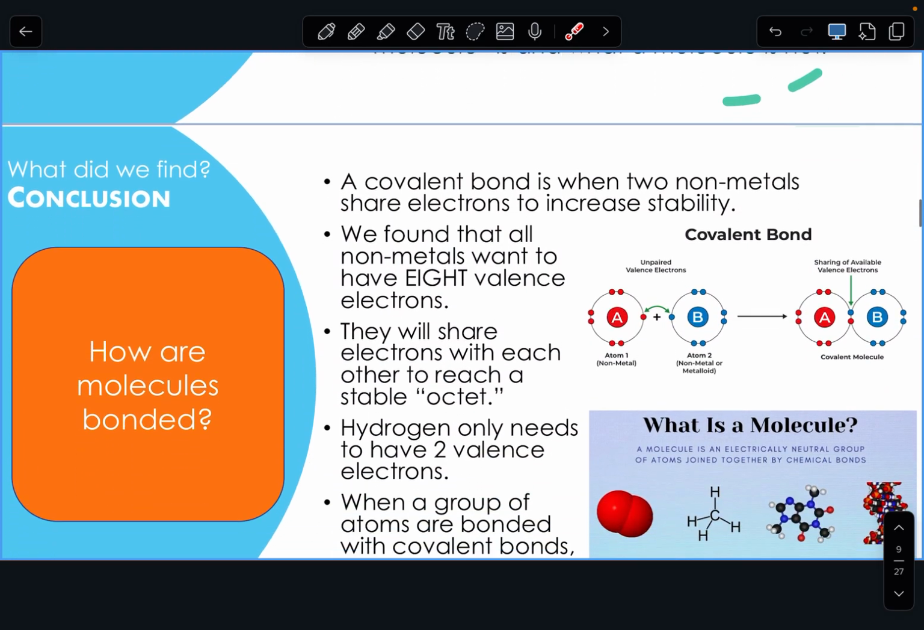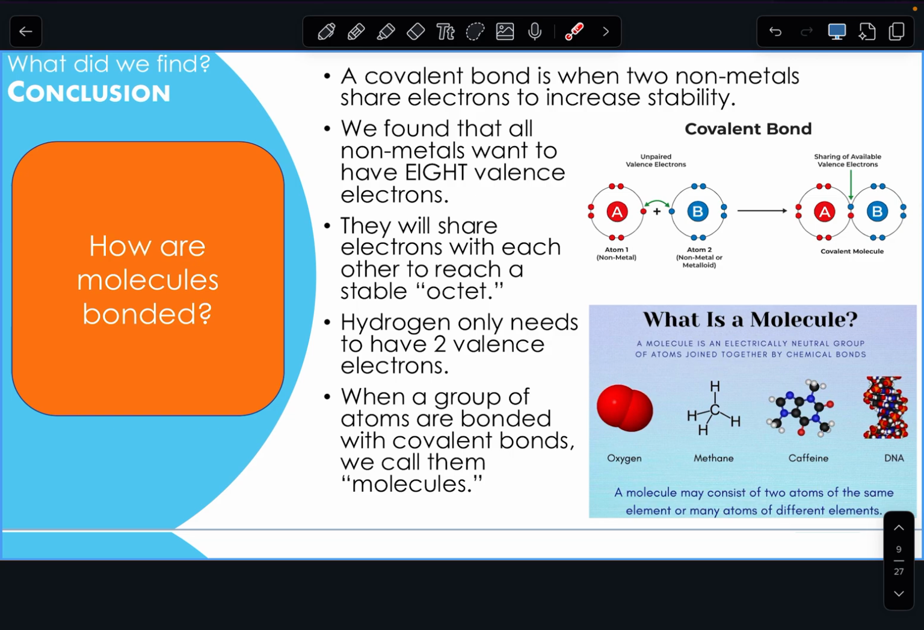All right? We learned about what a molecule was then and what a molecule wasn't. So a molecule is, first of all, a covalently bonded compound. So here's some examples of molecules here, like methane and caffeine and DNA. But a molecule can also be an element that is bonded together with a covalent bond.